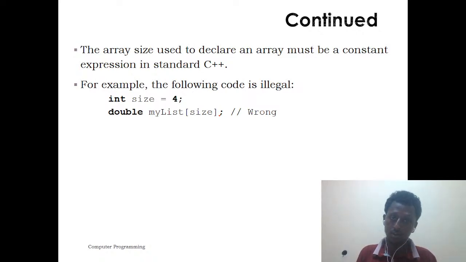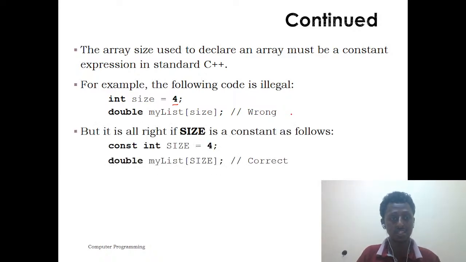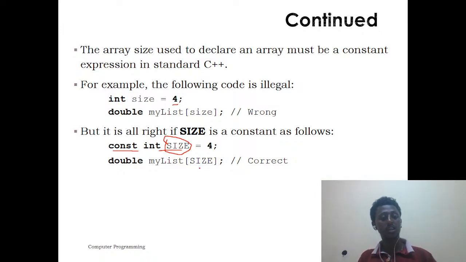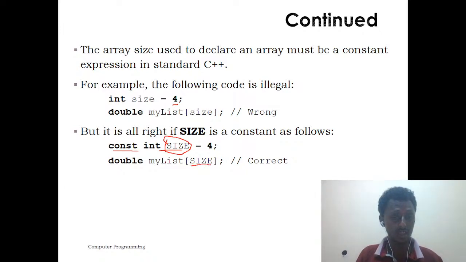For example, the following code is illegal. int size equals 4. It is not a standard declaration. double myList of size. Wrong. The reason is that the array size should be declared like this: const int size equals 4. After that, you can use this size variable to indicate the size of the array.